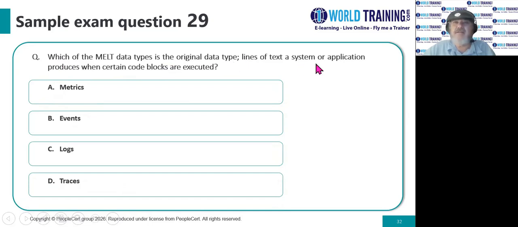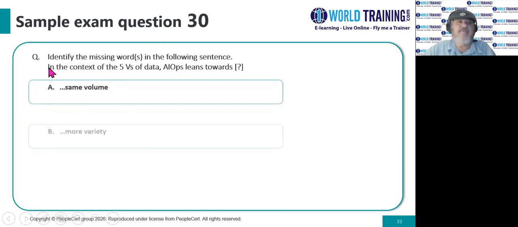Okay, 29, which of the MELT data types is the original data type? Lines of text a system or application produces when certain code blocks are executed. So it's not metrics, event. If logs make sense, traces, no. Logs, yes, is the right answer.